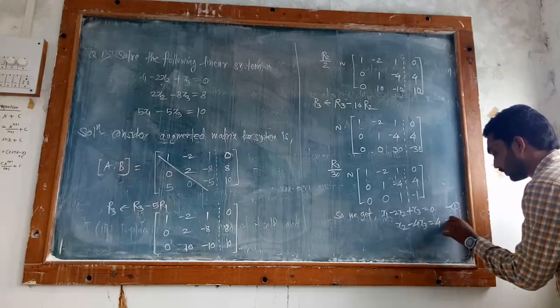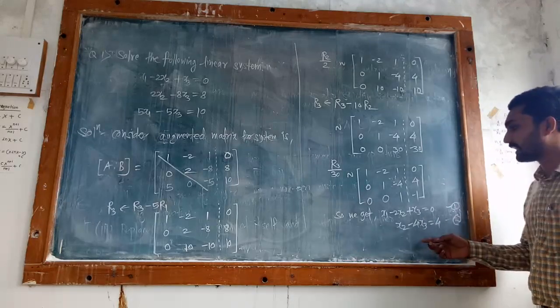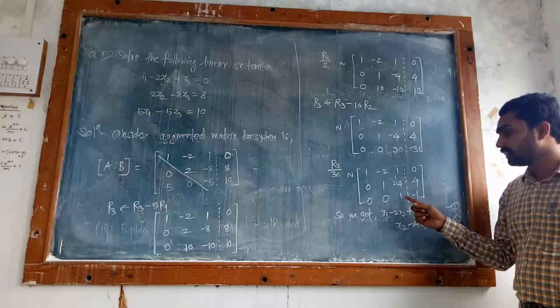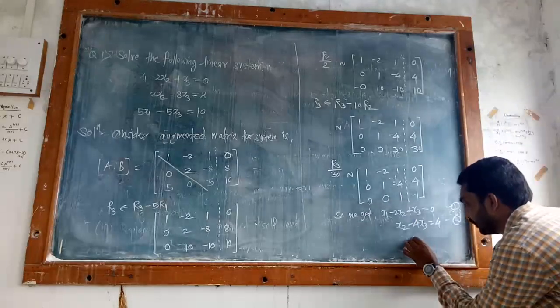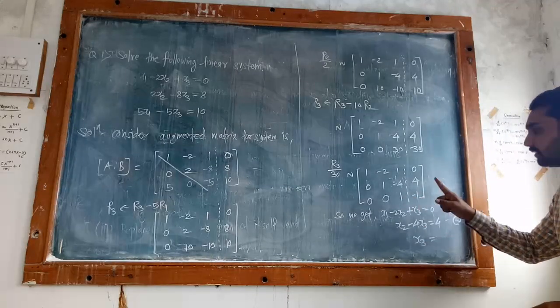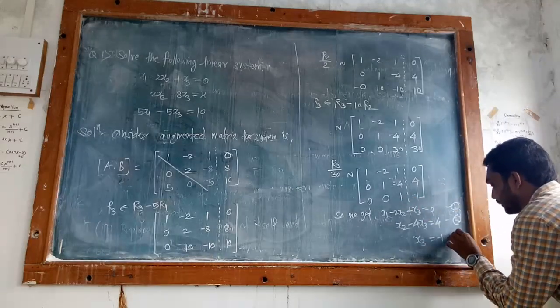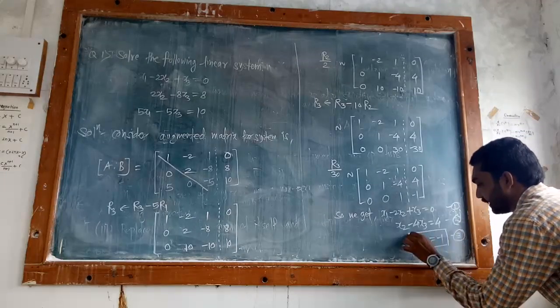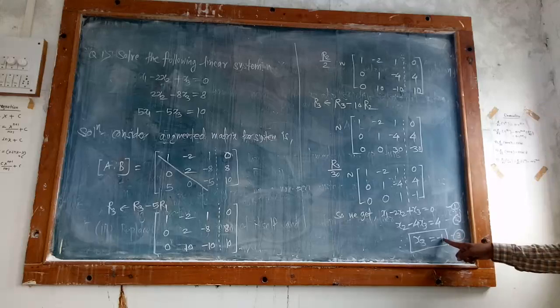Call it equation 1. Call it equation 2. What is the last, third equation? 0 into x1 is 0. 0 into x2 is 0. And 1 into x3 is x3. So we get the value of x3. What is the value of x3? The value of x3 is minus 1. Call it equation 3.